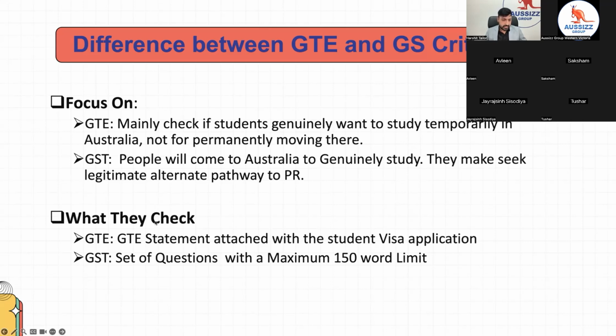Now, what do they check in GT and GST? Previously, the GT statement was attached with the student visa. It was kind of an SOP, a statement of purpose, attached with the student visa application. There was no word limit. You could write any word limit and attach it with your visa application. But now it has been included as a set of questions with a maximum 150-word limit for each question, and you have to write in the visa application only. You cannot attach anything. Even if you attach any SOP with your application after 23rd of March 2024, they might not consider it. They will not consider that document. So it's better to mention everything in that set of questions: what your circumstances are in your home country or in Australia, and how you are eligible for this visa.